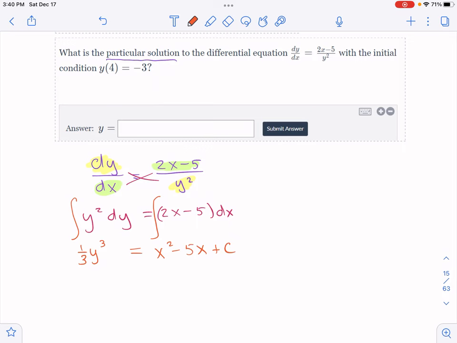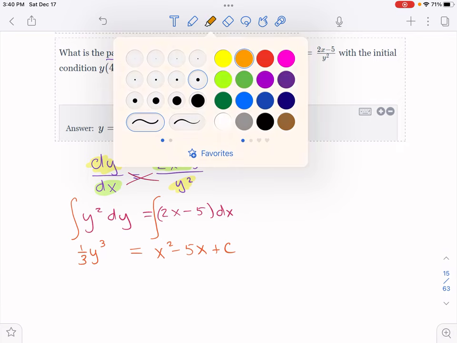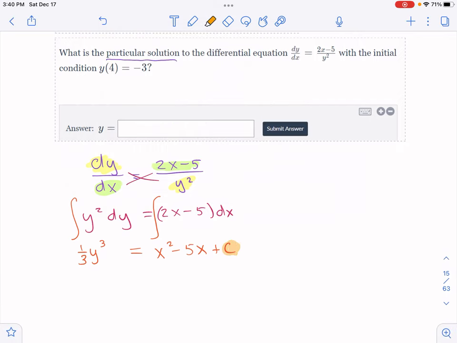Now, we're not done. We've got two things to do. We've got to solve for y, and we've got to figure out what the c is in order to find the particular solution. So that's where this comes in. They gave us a point. That's an initial condition. And so you can solve for c in many instances in the process. I'm going to plug in 4 for x and -3 for y to figure it out right now.